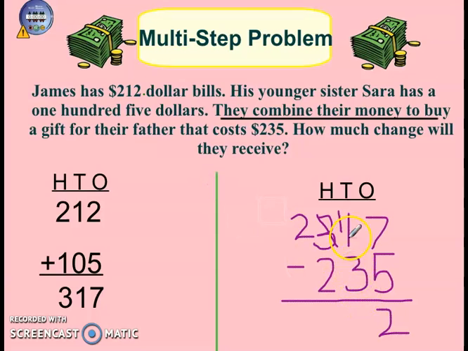Now I go to my hundreds place and I borrow. Now we have 11 tens. So we will subtract 3 tens from 11 tens. That gives us 8 tens. In the hundreds place, there are 2 hundreds and we are subtracting 2 hundreds. Therefore, our answer is 82.